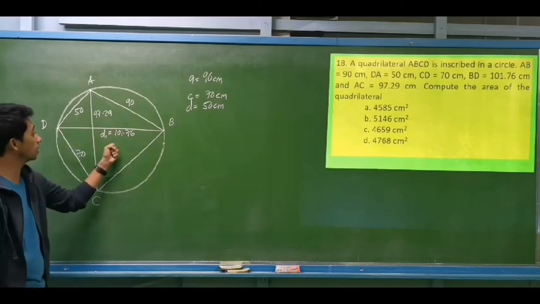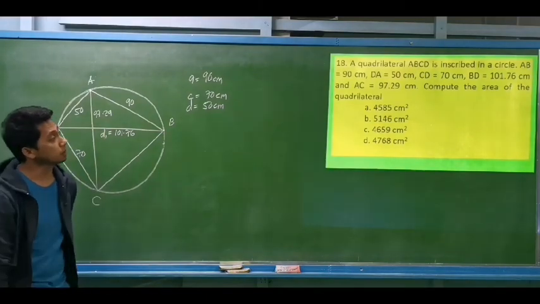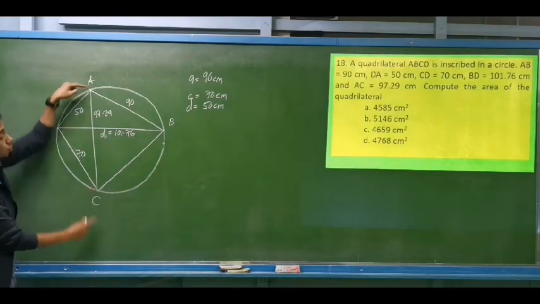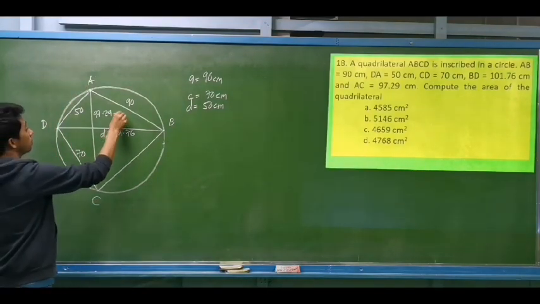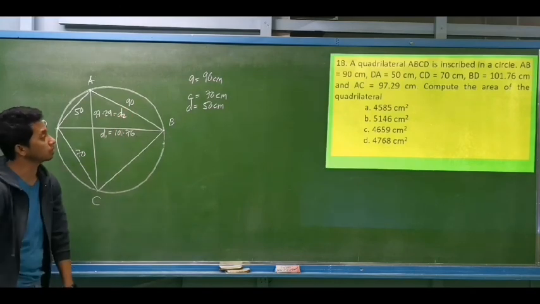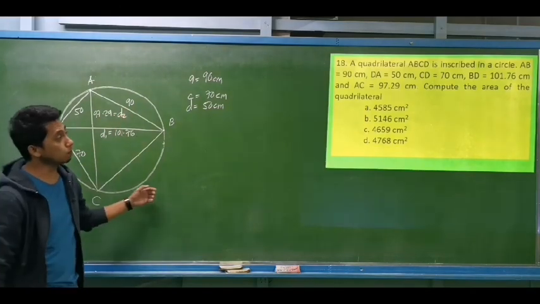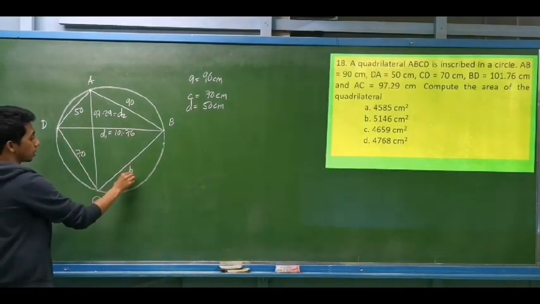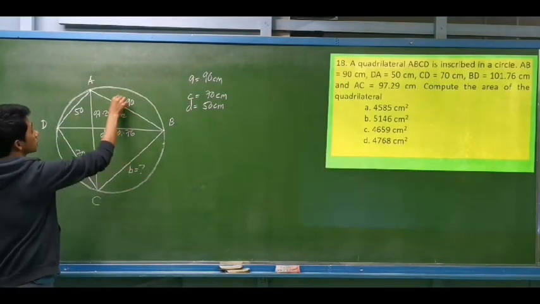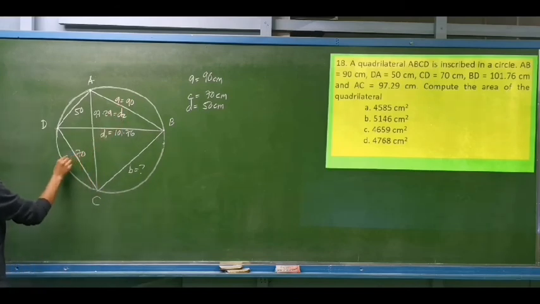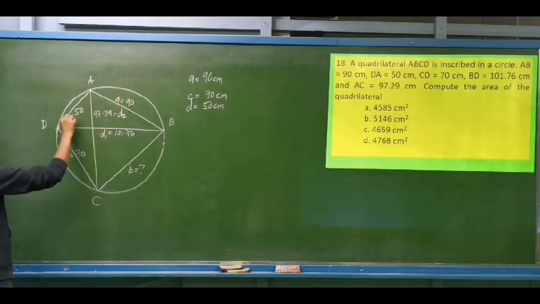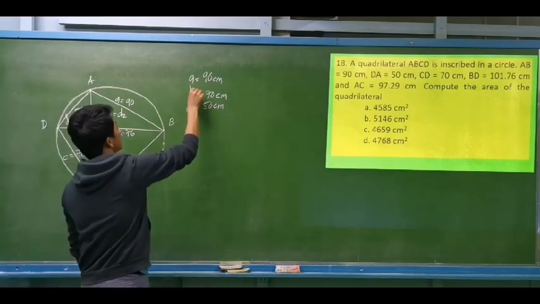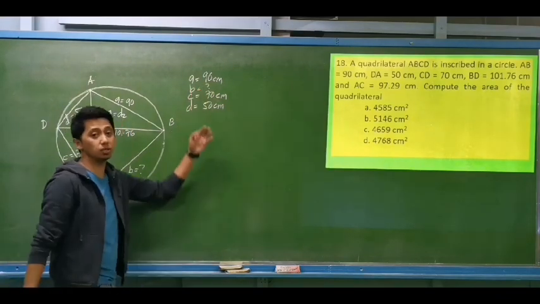From point B to point D, kung mapapansin ninyo, this is a diagonal. So, sabihin natin, diagonal number 1, 101.76. Tapos, pareho lang din, A to C, that is also a diagonal. 97.21, sabihin na lang natin, diagonal number 2. So, compute the area of the quadrilateral. Kung mapapansin ninyo, wala tayong side B. Okay? So, meron tayong side A, meron na tayong side C, side D, pero walang side B. So, hindi siya given.